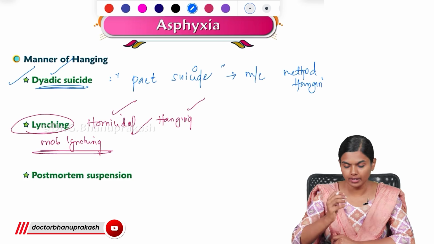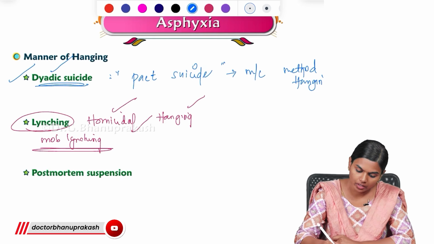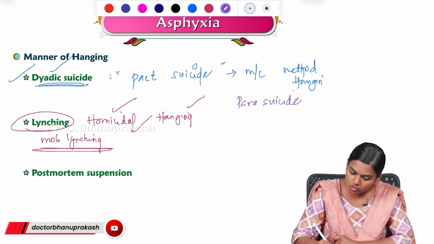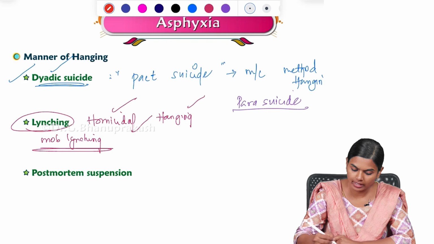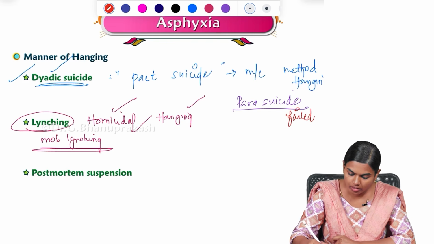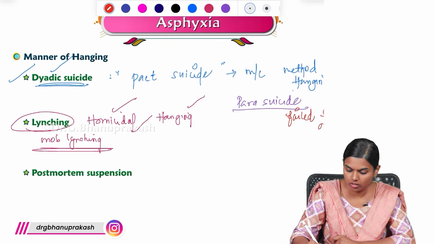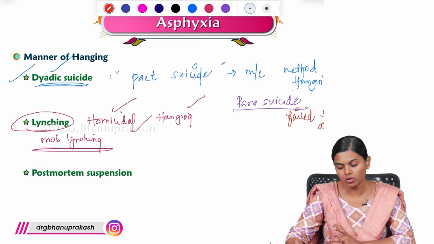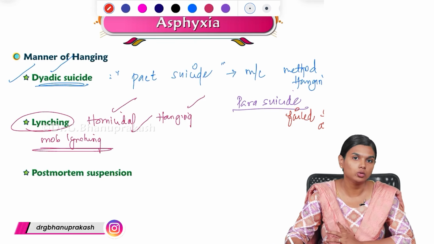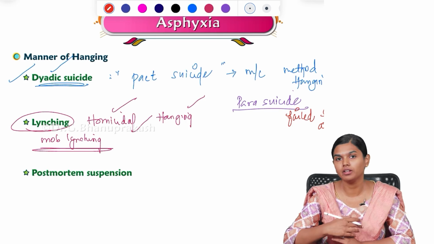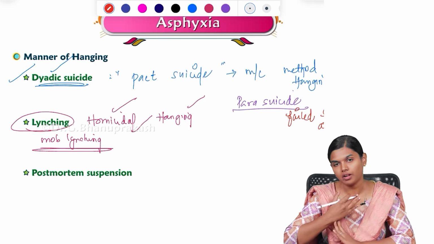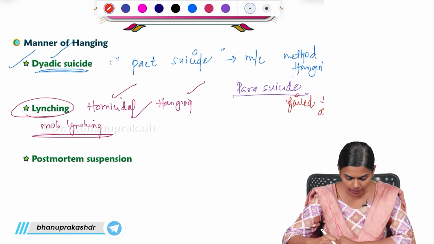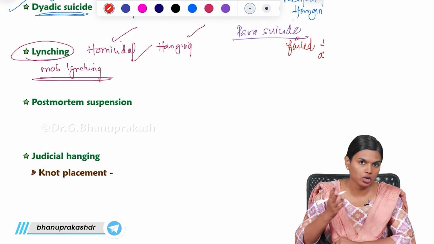So this is dyadic suicide. Then you have another term known as para-suicide. So para-suicide is mostly a failed suicide attempt. So they will attempt suicide, but they will not die because of that. So this is known as para-suicide. Sometimes they will intentionally do that to just make people fear them. So they will do this attempt suicide, but they will not die because of that act. So this is para-suicide. And you have something known as post-mortem suspension.